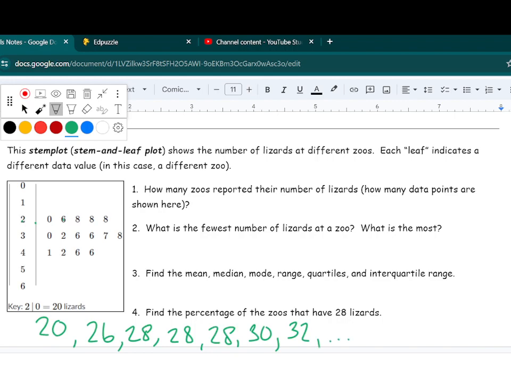You'll notice that we don't have any leaves for 0, 1, 5, or 6. That indicates that those stems are there just so that we have those placeholders, basically. But if there's no leaves attached, there are no data values there.